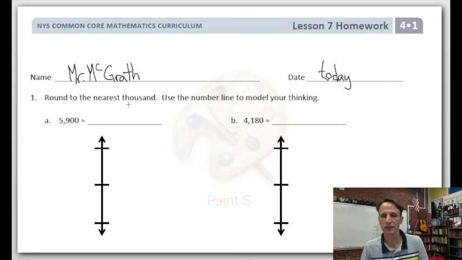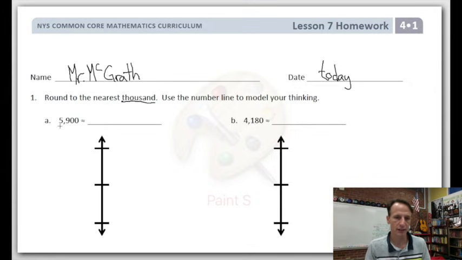Round to the nearest 1,000. Use the number line to model your thinking. Okay, so I love this mathematical symbol here, the wavy equals sign, which means it's about equal to. So 5,900 is about equal to, and that's what we're here to figure out. So you simply look, we're rounding to the nearest 1,000. You've got to pay attention to that in the instructions. Very important. What place are we rounding to?